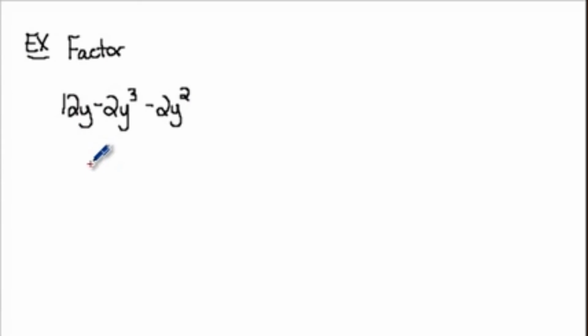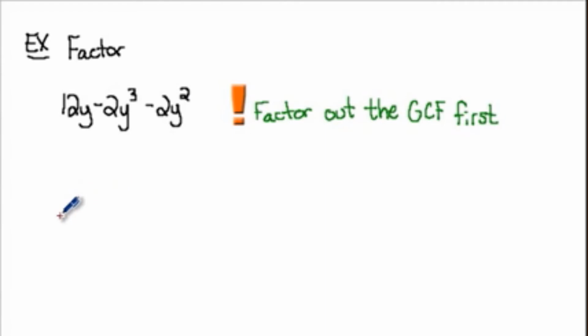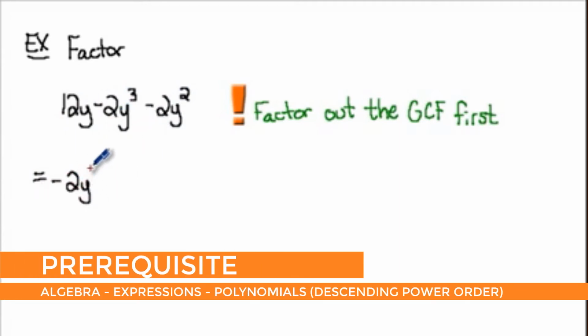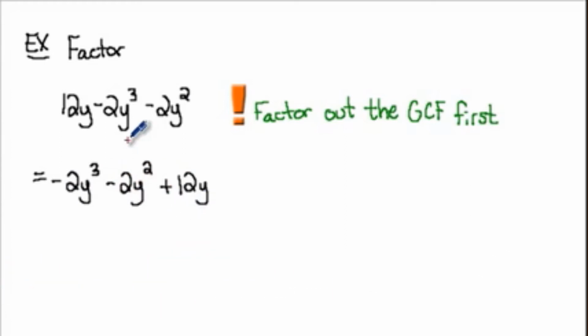Factor 12y minus 2y cubed minus 2y squared. Again, as I have always said, factor out the GCF first. In this case, if you write this, you can always rewrite this in descending power order. So you have a negative 2y cubed minus 2y squared plus 12y. You look at these three terms, they do share something in common. They all are divisible by 2, and they're all divisible by y. So I could take out a 2y, but there's something even more important to note about this.